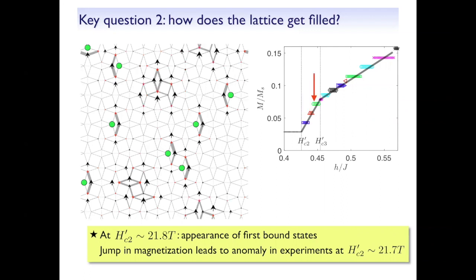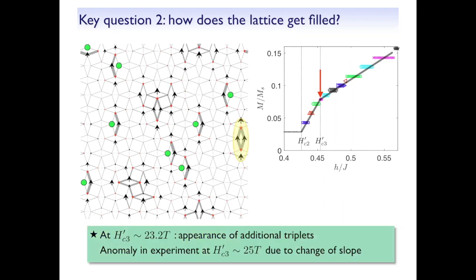Now let's move on. If we increase the magnetic field further, we now have a second bound state which appears here. And then at another characteristic field, HC3, we suddenly see also the appearance of a triplet excitation. Now, why is a triplet formed here instead of a bound state? The reason is that these triplet excitations are smaller in size than a bound state.